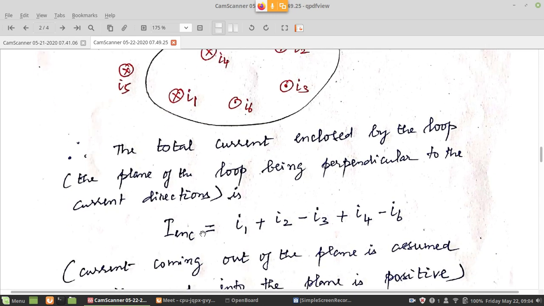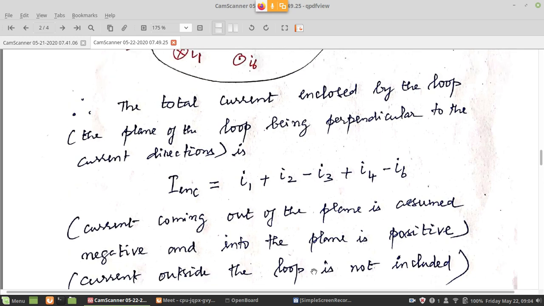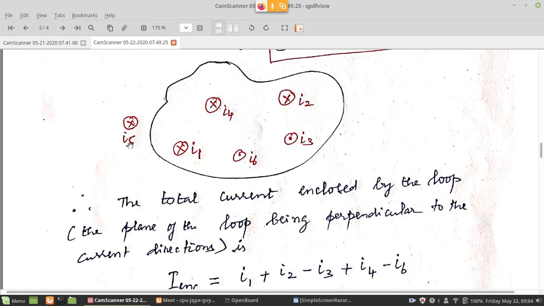So there, in Gauss law, it was charge enclosed. Here it is current enclosed. Right. So current coming out of the plane is assumed to be negative and going into the plane is positive. Current outside the loop is not included. It is not enclosed current because it is outside our loop. We don't have to include it.